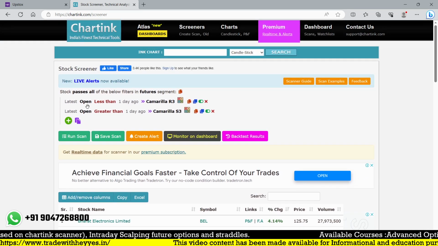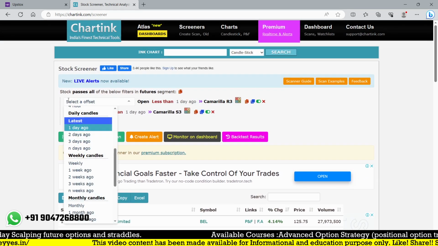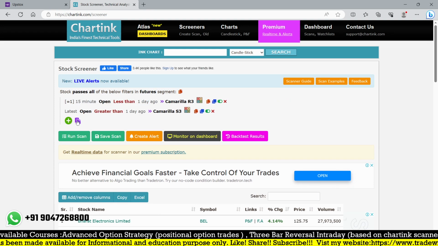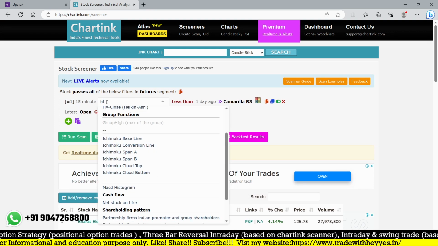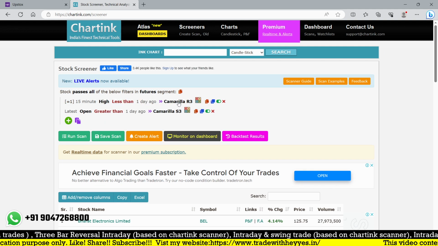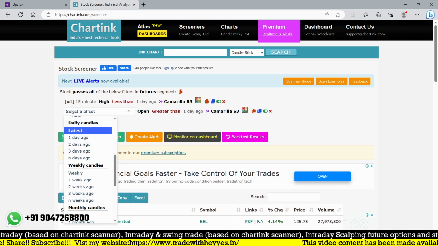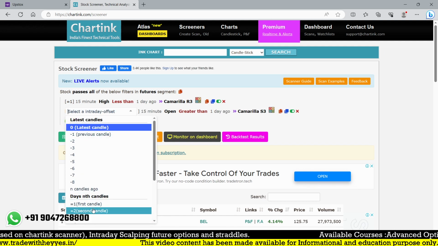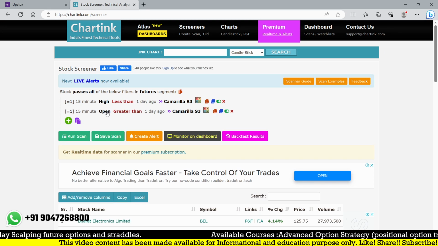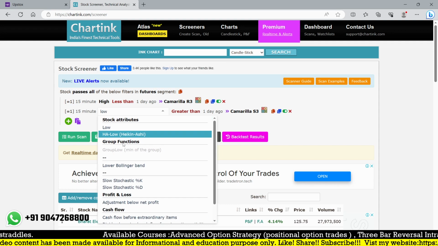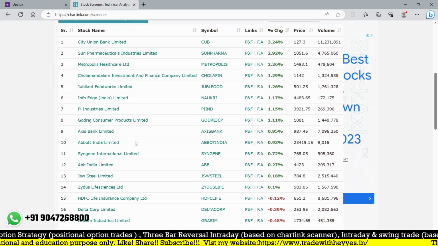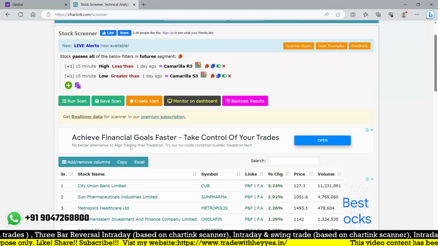So here we can use the first 15 minutes. Better to get another idea where I'm going to use the first 15-minute candle. The high must be less than R3, and the same in the 15 minutes. The first candle, that is what I call the first candle, the low must be greater than Camarilla S3. If you're finding only a few stocks, I think we can even get more stocks.